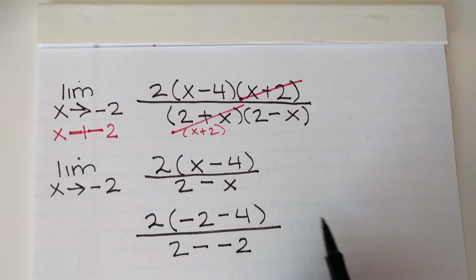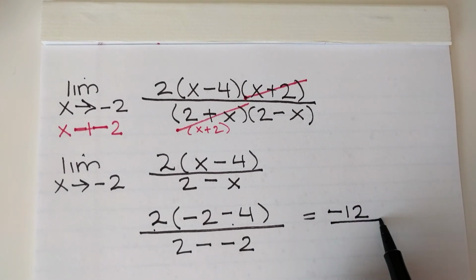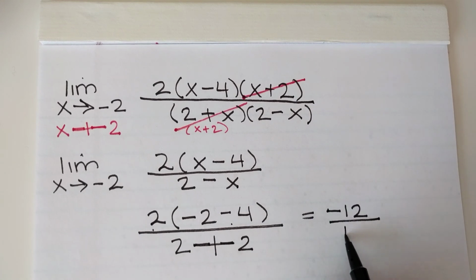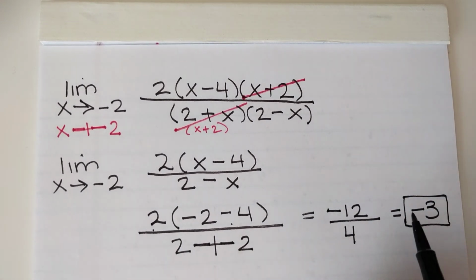So what we're looking at here is we're looking at 2 times negative 6, so negative 12, over, and then in the denominator, we really have 2 plus 2, or 4. So that tells us that our limit is equal to negative 3.